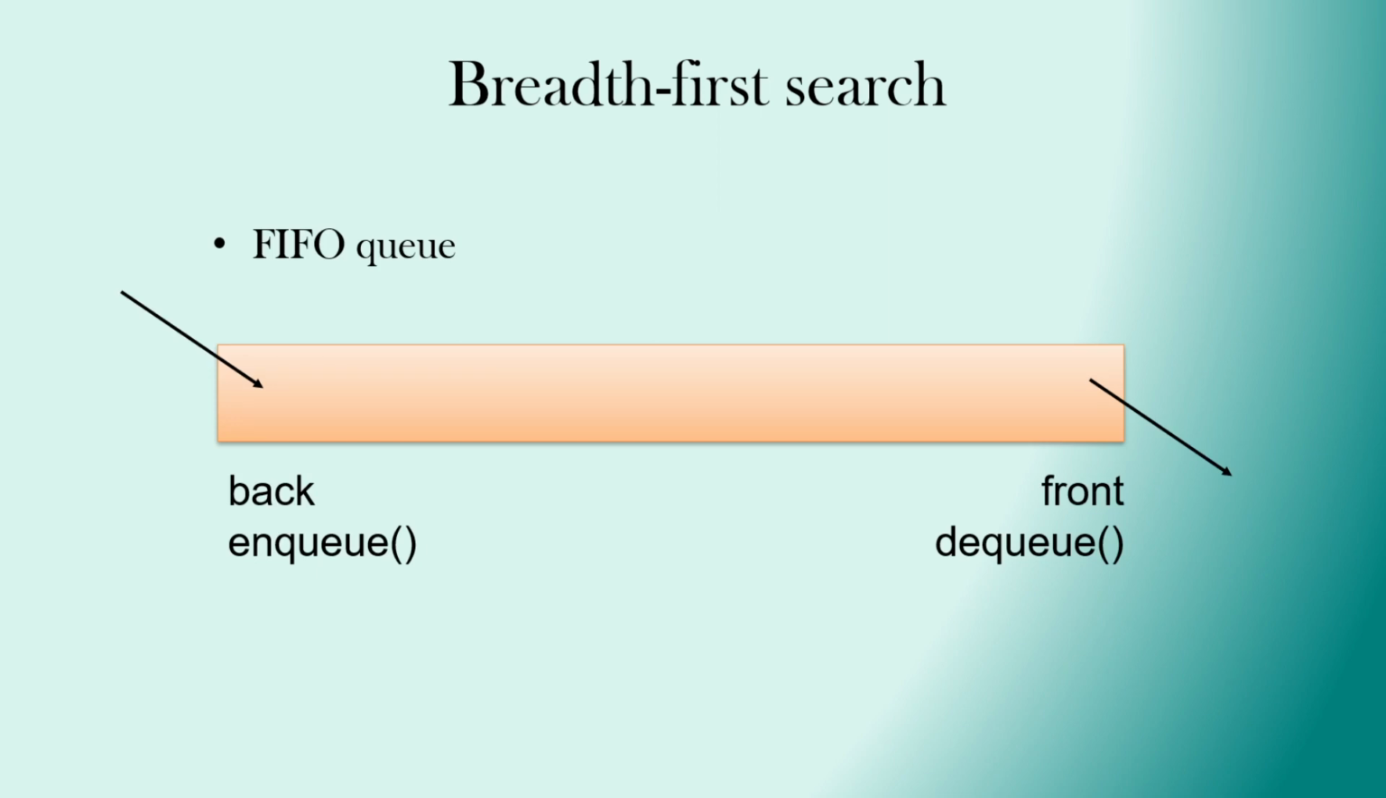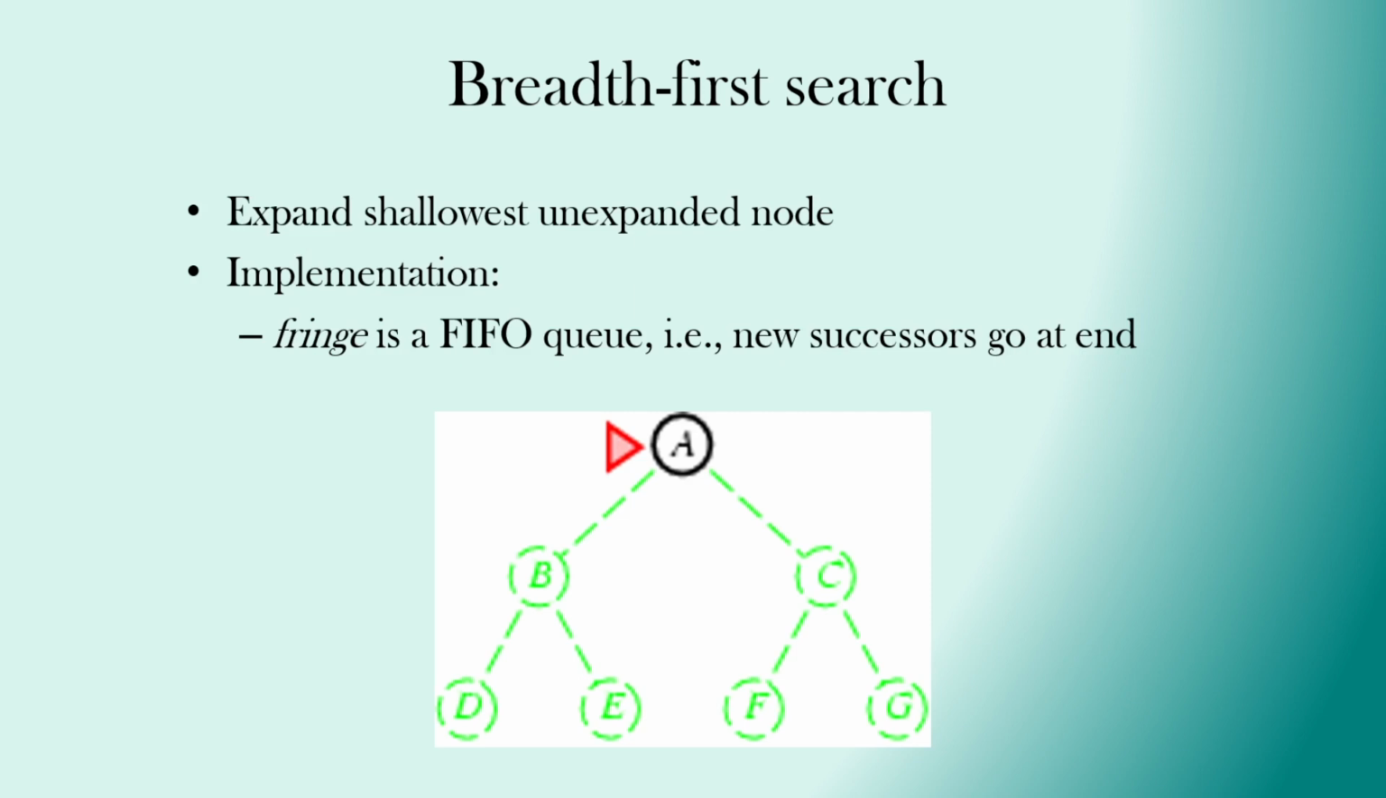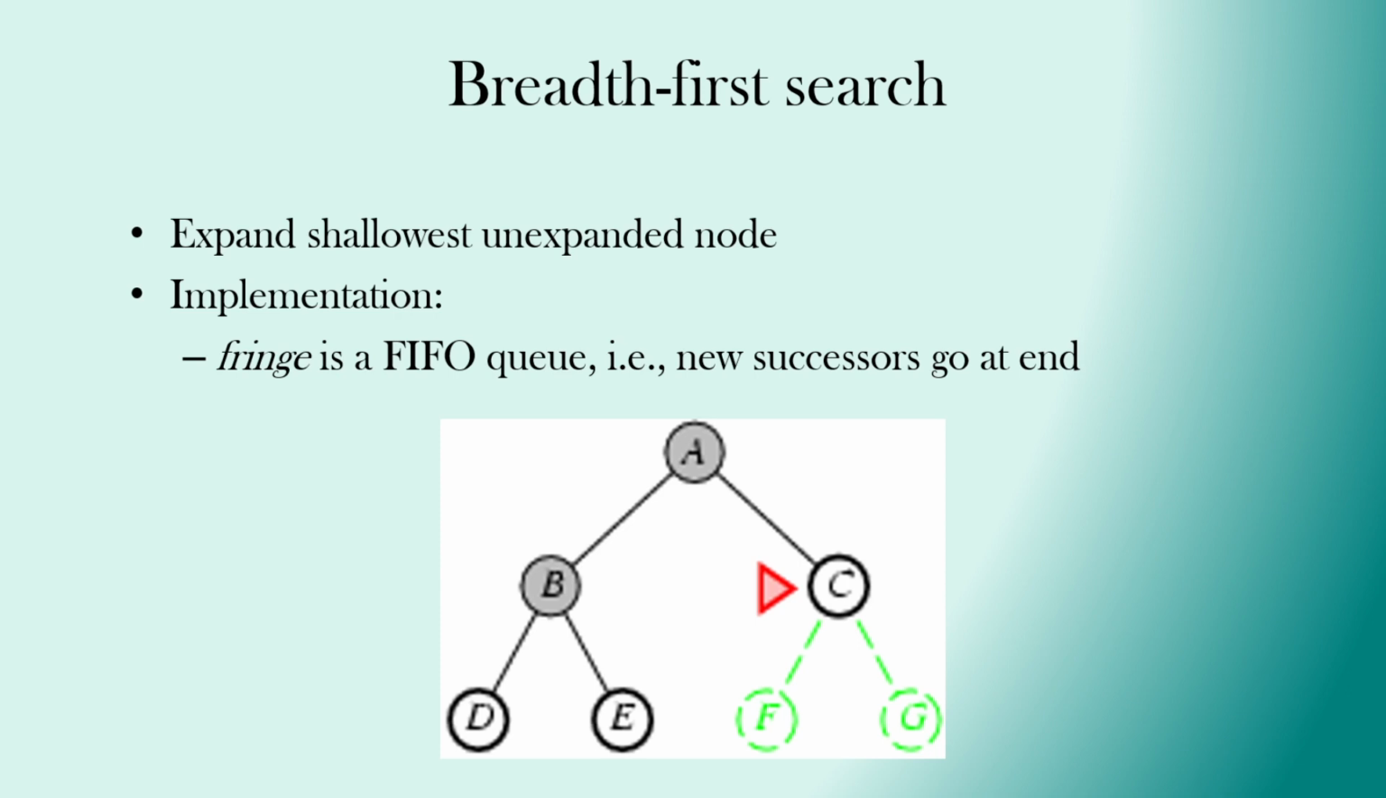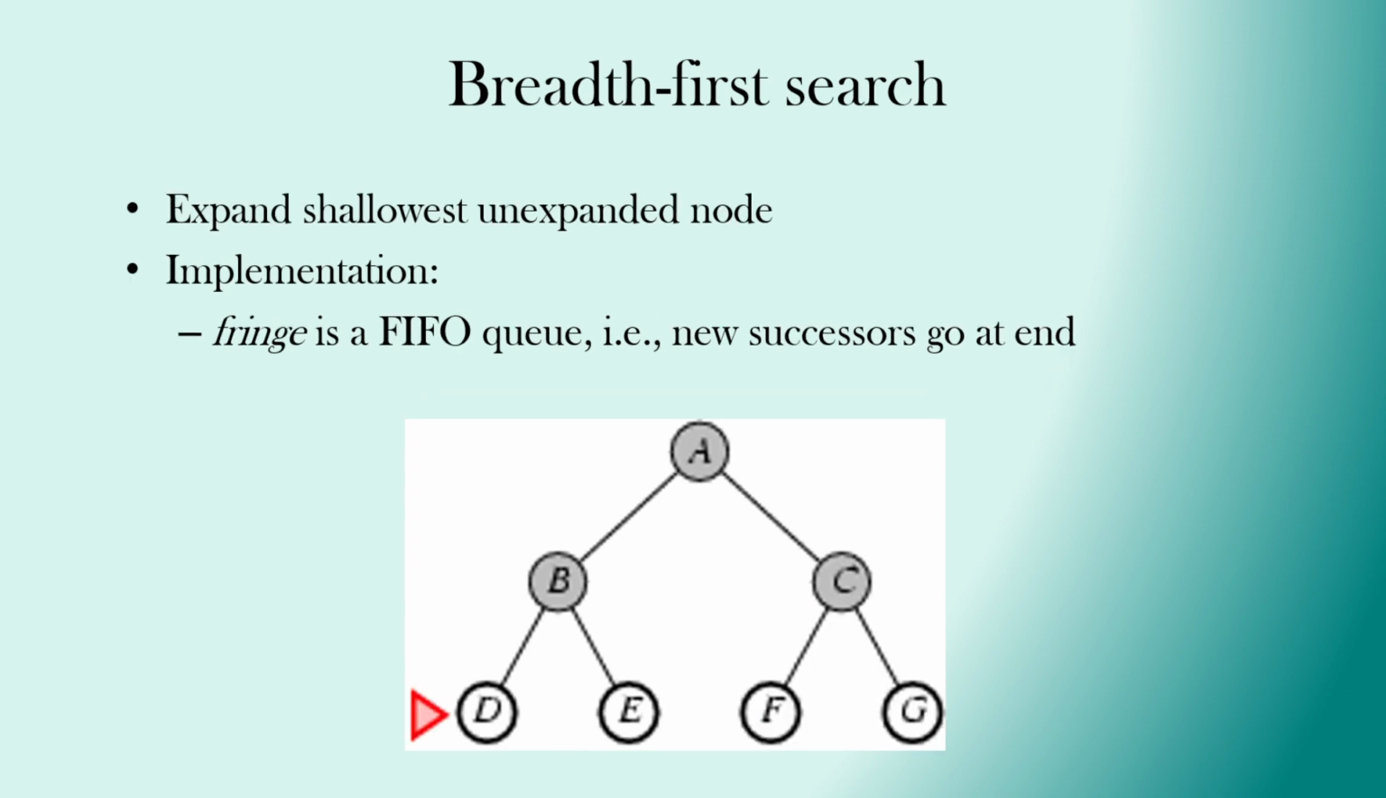Now we would implement that using a first in, first out queue. So you add to the end of the queue and you exit from the front of the queue, deque. So breadth first search would look at A, then B and C, then D and E, then F and G.